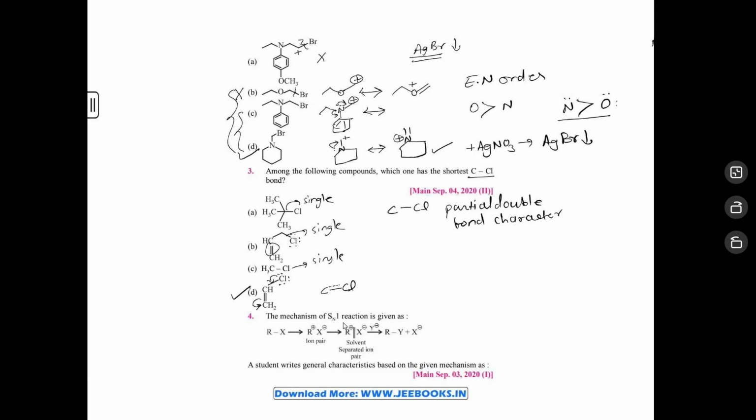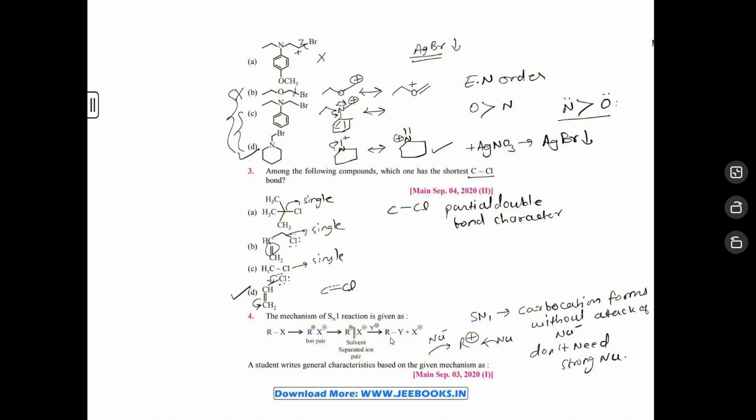Now moving to the fourth question, the mechanism of SN1 reaction is given. So let's understand this scheme. This is the alkyl halide, and the alkyl halide breaks down to give carbocation and halide as an ion pair. Then after that, protic solvents play an important role to separate these ions, and after that, the nucleophile attacks to give the compounds. So in SN1 reaction, we know that carbocation is formed without attack of nucleophile. So you don't need a strong nucleophile, and this carbocation has planar geometry. Therefore the nucleophile can attack from the front and from the back to give racemization of the compounds.